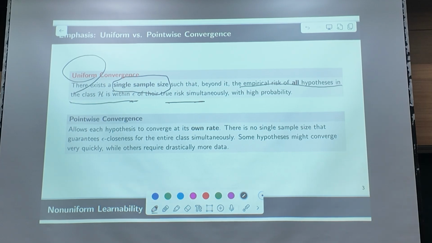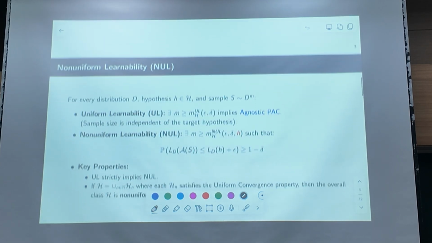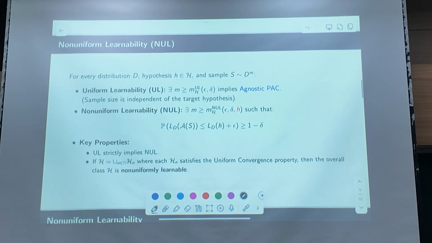We're going to do pointwise convergence. So each hypothesis will have its own rate, its own sample complexity. And we're going to allow for that.